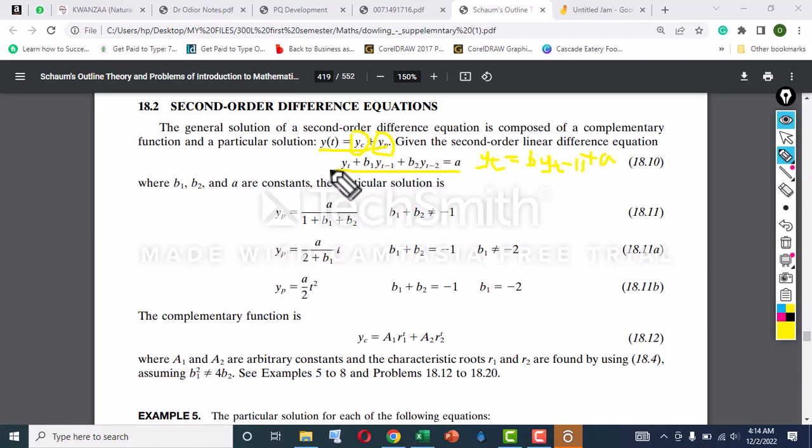So if you are given a difference equation like this, how do you look for your complementary function and your particular integral? That is where the question is. To look for your particular integral, you use this formula.